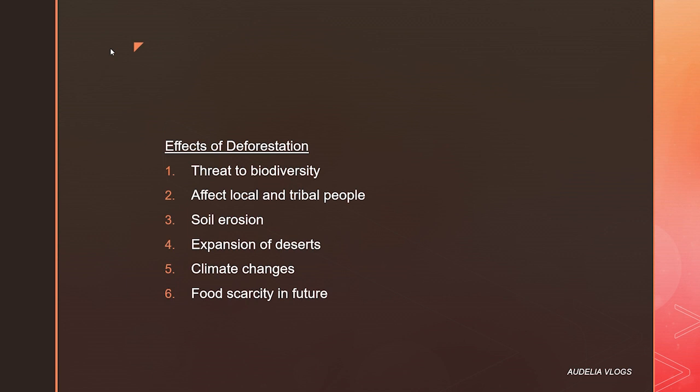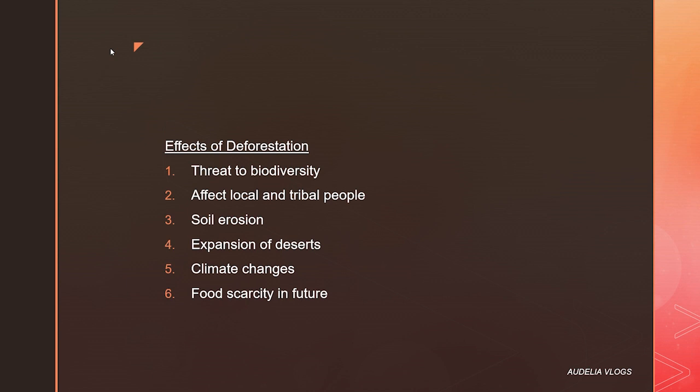Next, it affects the local and tribal people. Once the trees are cut, where will they go? They are happy to live in the forest, and how will they live in a city? So that is another effect. Next is soil erosion. Soil erosion is a serious matter because once the soil is eroded, sedimentation occurs during the rainy season. Then expansion of deserts is another effect of deforestation, because all places become just like deserts.